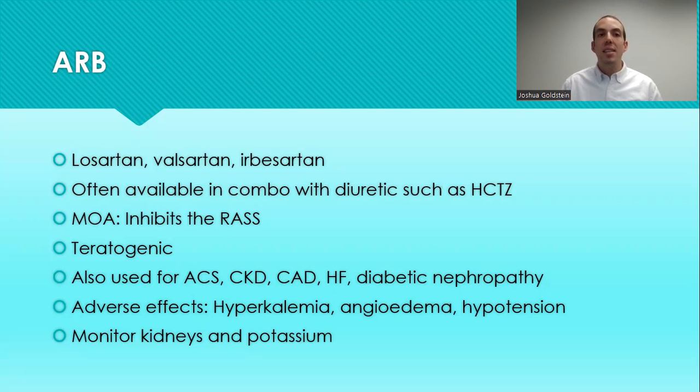So let's start again at the beginning. What drugs do we have that are ARBs? We have losartan, valsartan, irbesartan. One of the biggest advantages of ARBs over ACEs is that ARBs have less of an incidence of a cough.